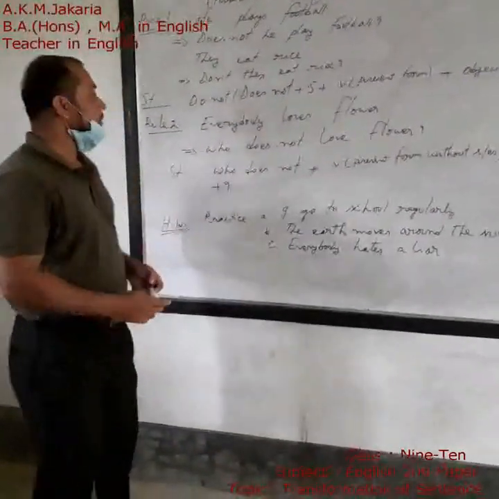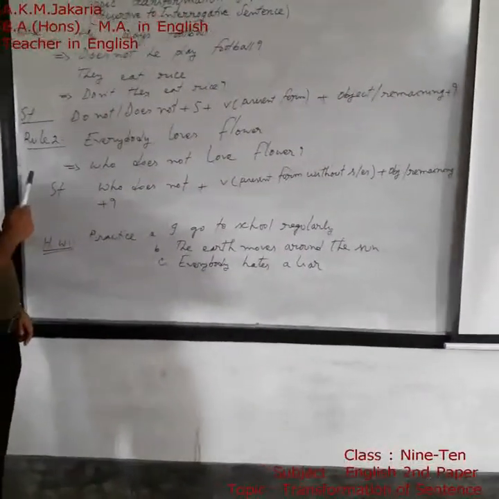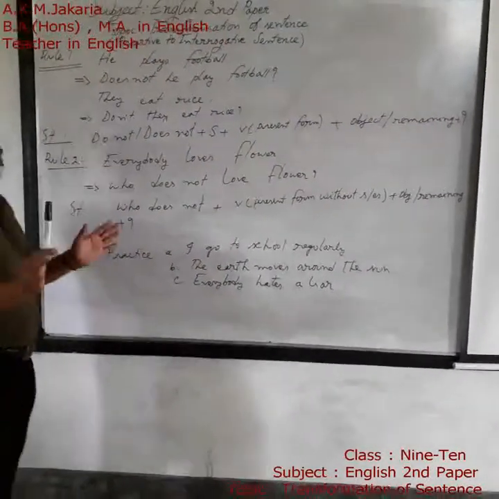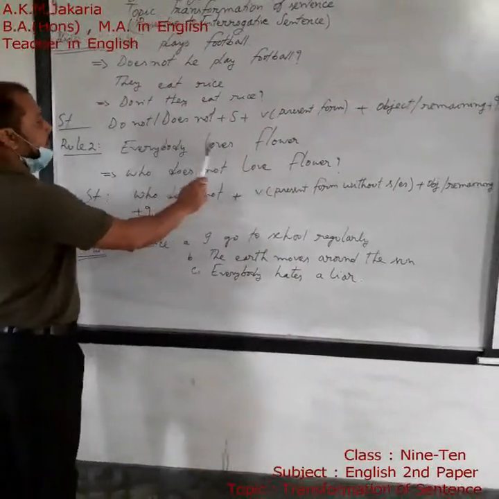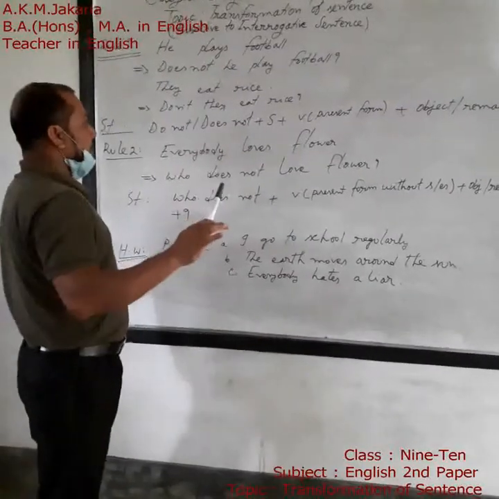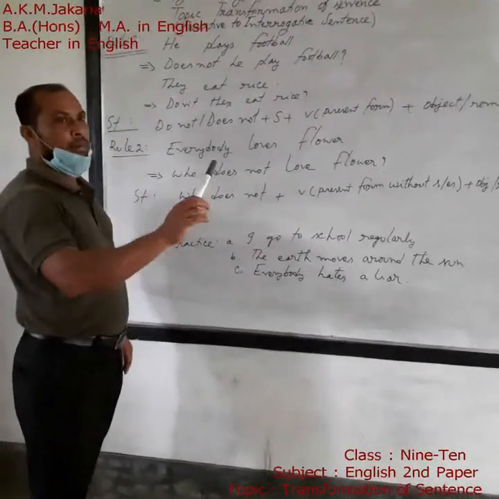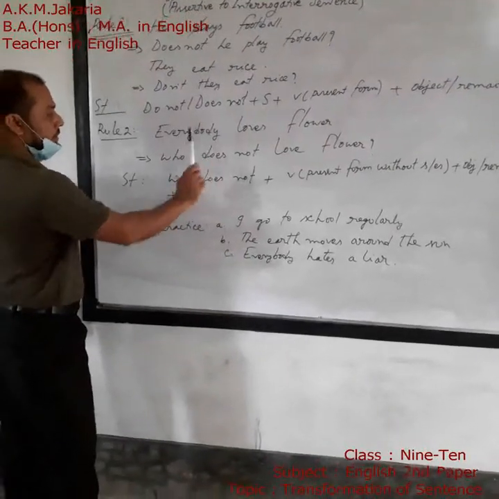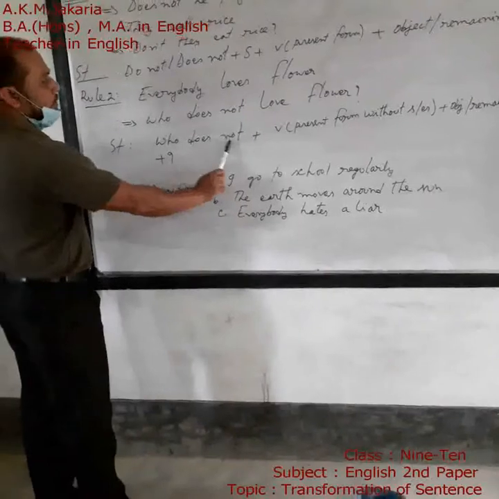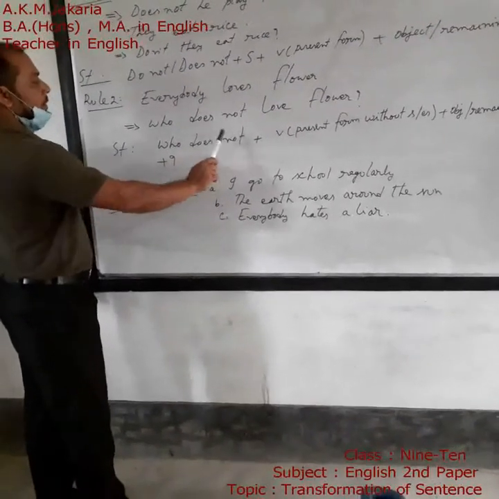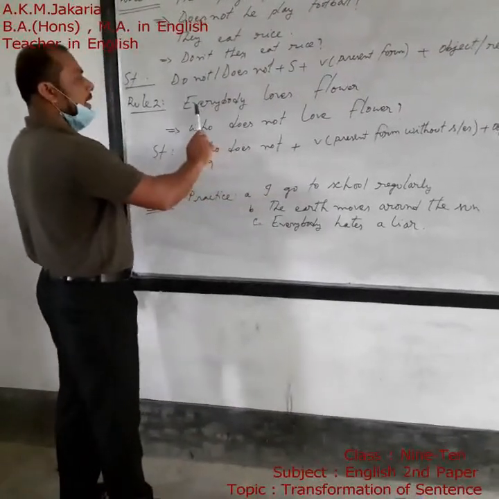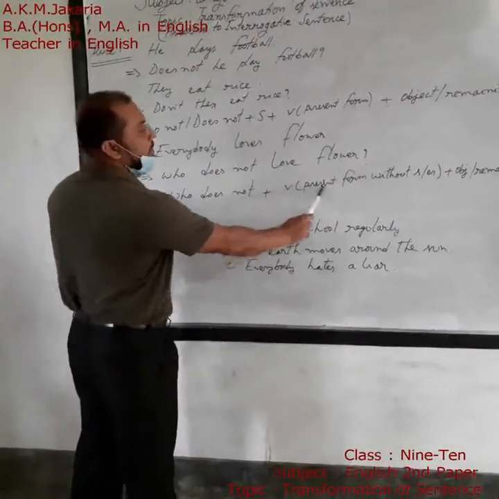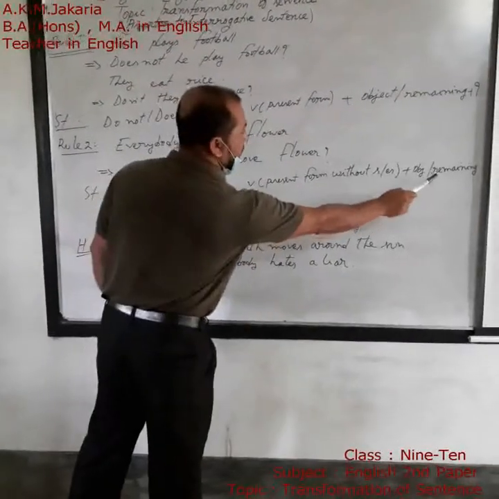Here, everybody got that. Now, we talk about rule 2. It is also an interrogative sentence. Here, if we find a sentence that starts with everybody, everyone, every mother, every person, like that, we should follow this structure. Instead of everybody, who does not. No need to write again everybody, every mother, every person, etc. Plus verb present form, without S or ES, plus object or remaining, plus question mark.